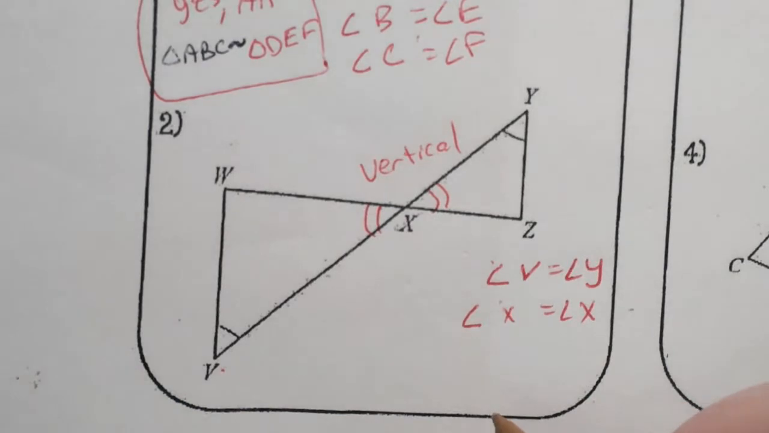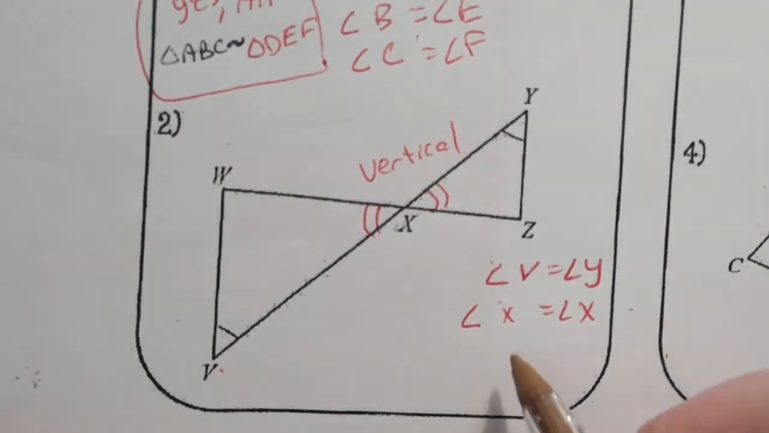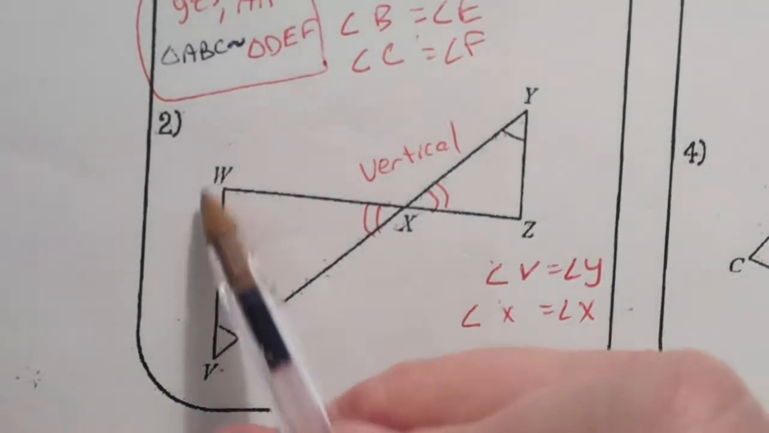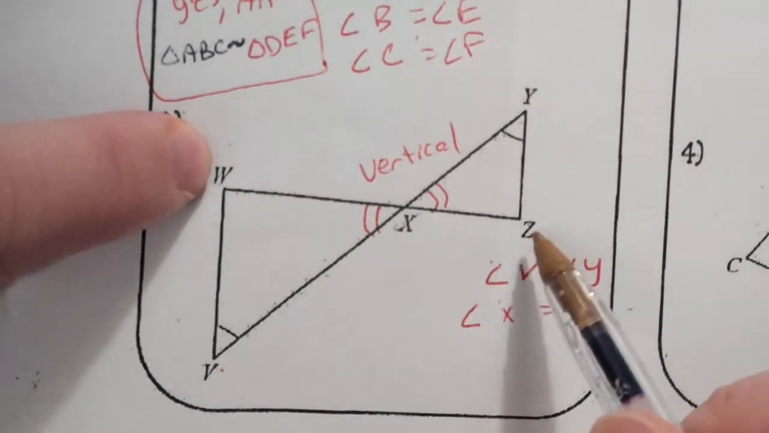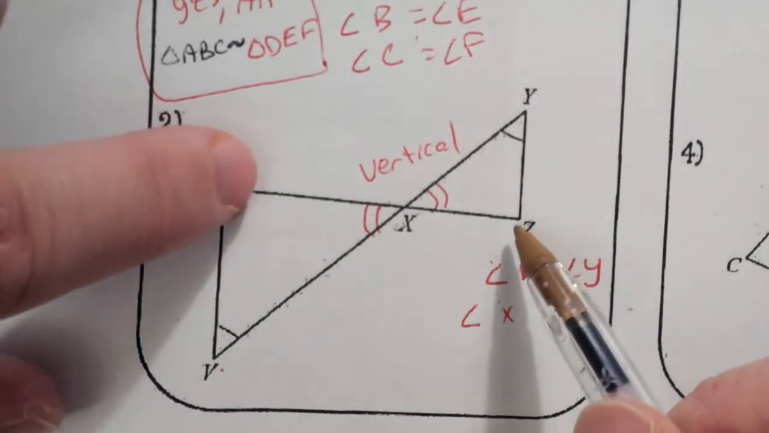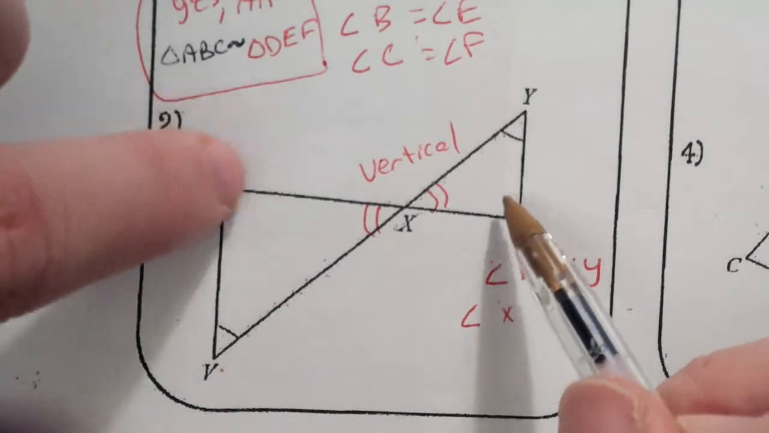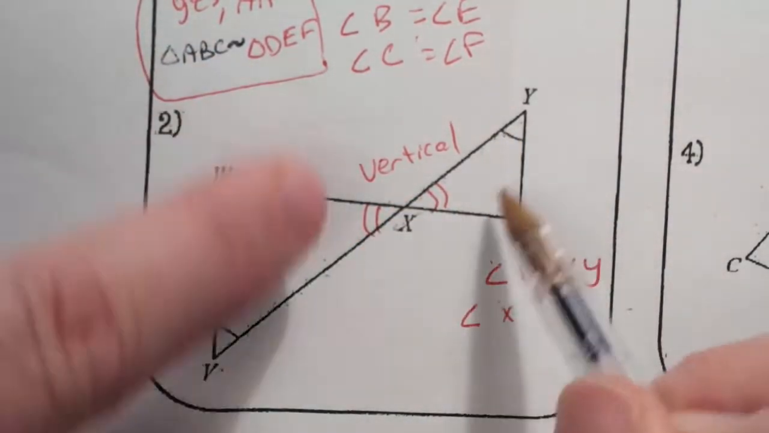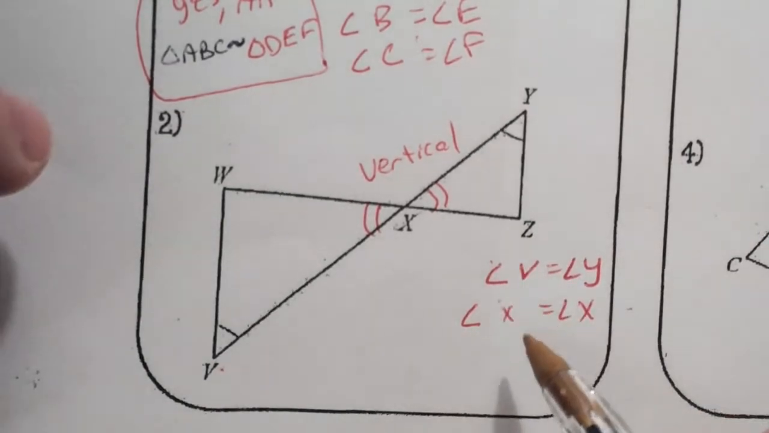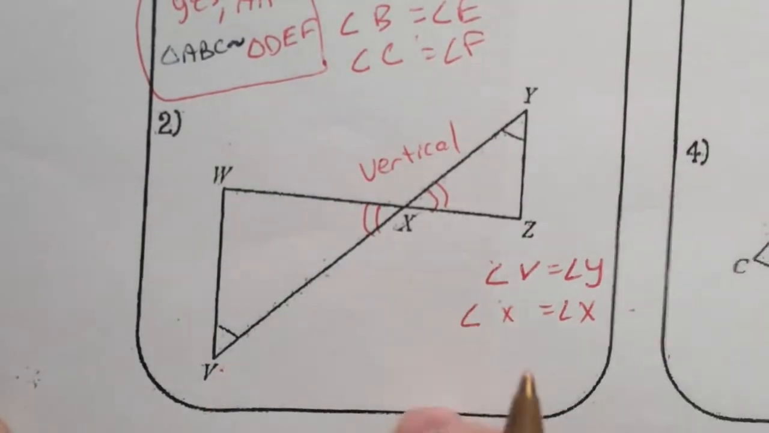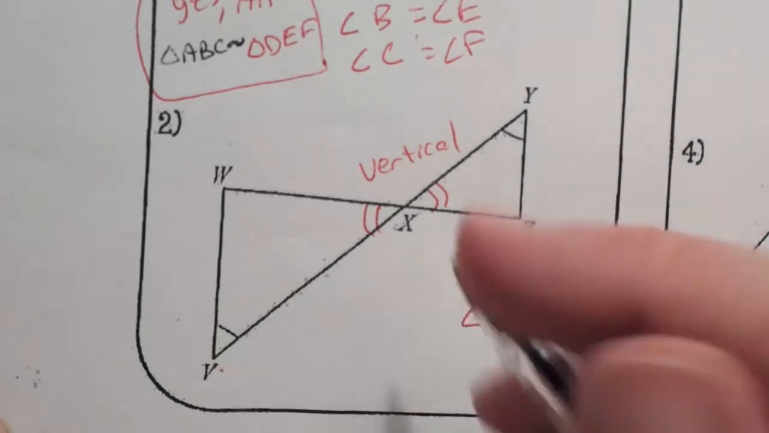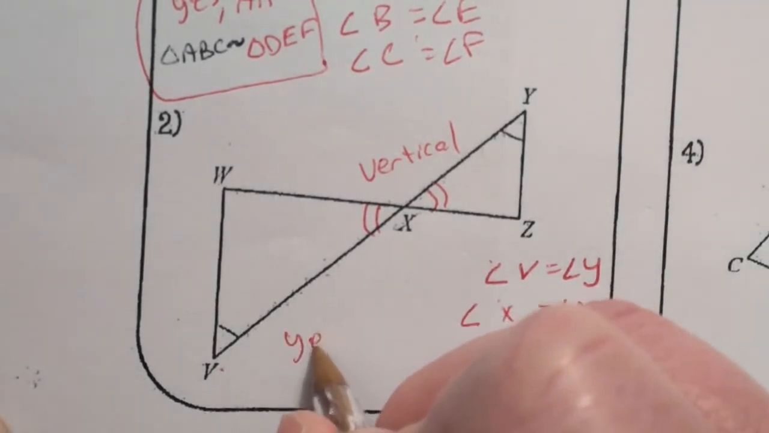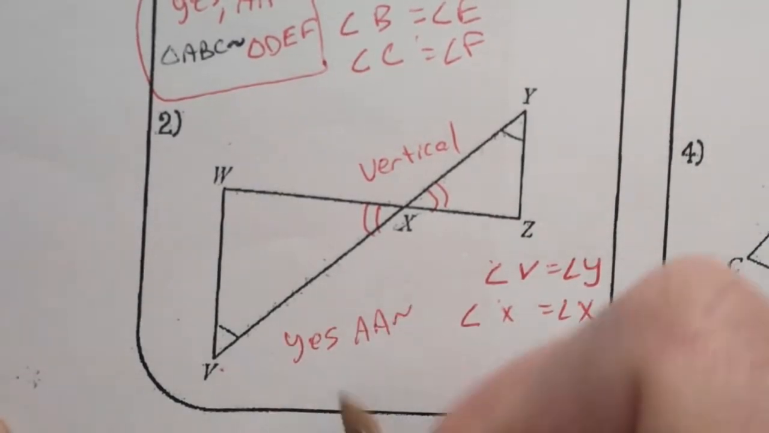Okay. And then we could go further and say that these 2 angles are equal because of the third angle theorem. That if these 2 are equal to that, then the third angle would have the same leftover. But we're basically done. Okay, so now we have 2 angles that are equal. So that would be yes, AA similarity.